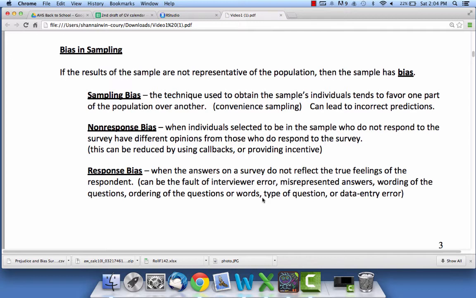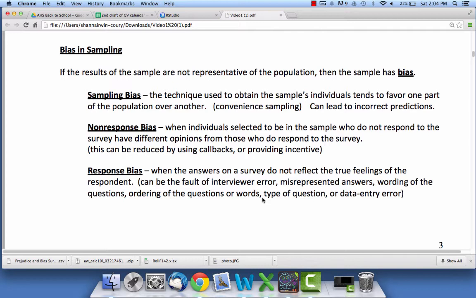Non-response bias is when people who are selected to be in the sample but don't respond have different opinions. Sometimes people call to do political polls, and the people who are most likely to respond are people who have very, very strong views about whatever the question is. So you end up with a bias based on that.